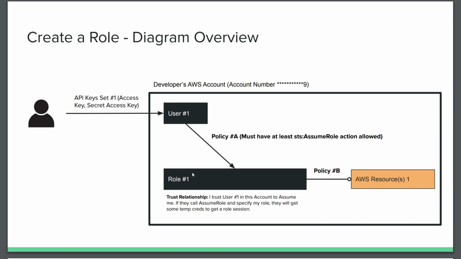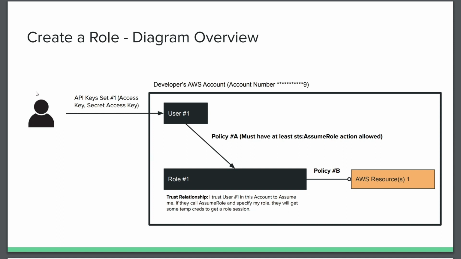In addition to the policy that's attached to the role, it has one more thing attached to it called a trust relationship. And this essentially reads something along the lines of, I trust user1 in this account to assume me. If user1 calls AssumeRole and specifies my role, they will get some temporary credentials to basically become me. Again, it's not necessarily that you're becoming the role, it's that you're leveraging a temporary role session. But for simplicity's sake, we'll say it's going to vend back some temporary creds to get a role session here.